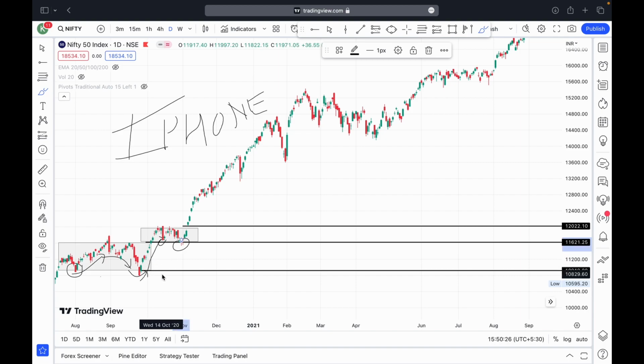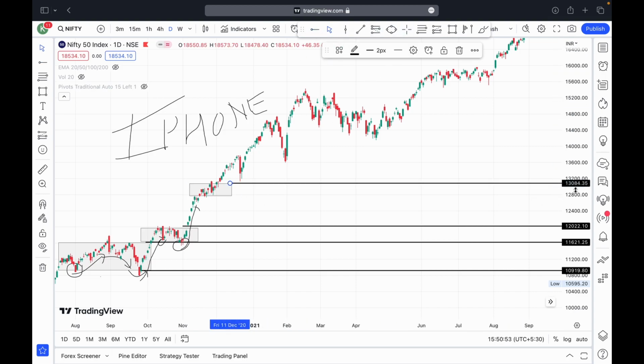And at some point, the quantity of iPhones available in the market is not enough, and the buyers are even more now. So the price shoots from this zone also very aggressively and makes a new high into this zone of 13,084.